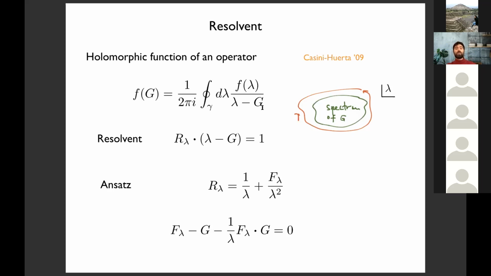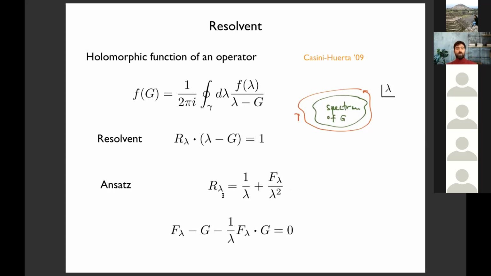This thing, lambda minus g, is defined as the resolvent. It's what we're calling R here, and it satisfies this equation. So it's simply the inverse of lambda, which is a complex number, times the identity minus g. So if you find this resolvent, then you can go back and do these contour integrals and get whatever you're interested in. So here's a recipe of how to find this operator.